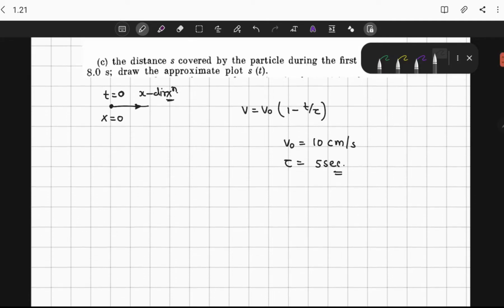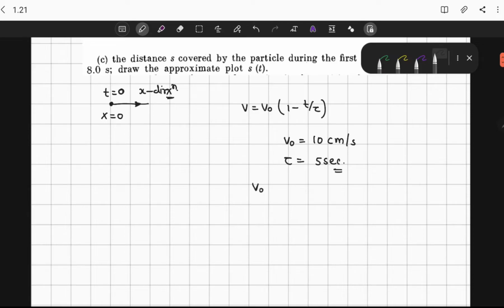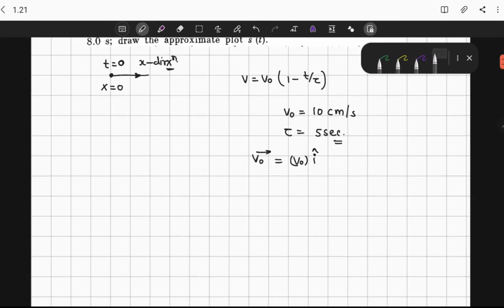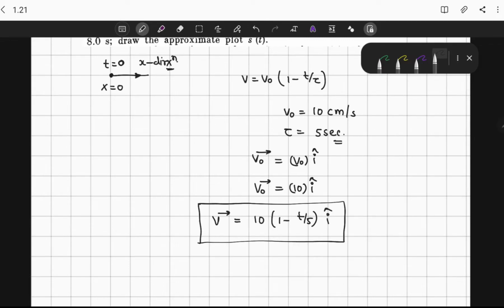And it is also said that v naught is the initial velocity vector, so we can represent it as v naught times i cap, because at t is equal to 0 the particle is moving in the x direction. So v naught vector we can write as 10 i cap. Okay, so the velocity vector we can write as 10 times 1 minus t divided by 5 times i cap. So this is the velocity vector we are having.